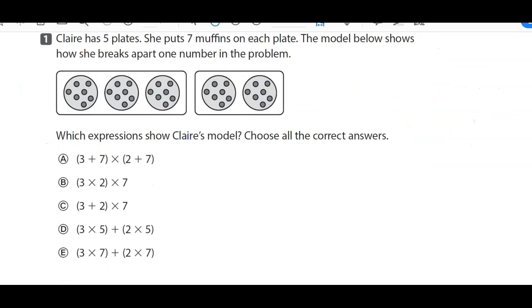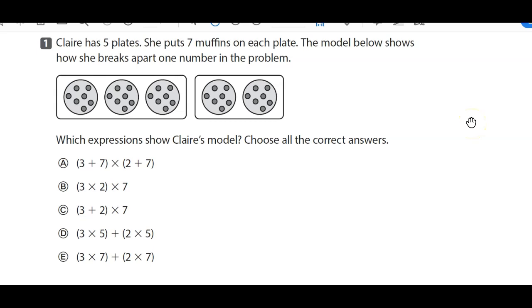So here they have 2 groups, right? So Claire has 5 plates, and she puts 7 muffins in each plate. And the model shows that she breaks apart one number in the problem, right? So this is what happened. So here on this one, the first one right here, okay. How many groups did she have in this group? 3. And how many muffins did she put in? 7. So this is 3 times 7, right? Okay. What's my multiplication sentence for that one? 2 times 7. 2 groups with 7 each. 2 times 7.